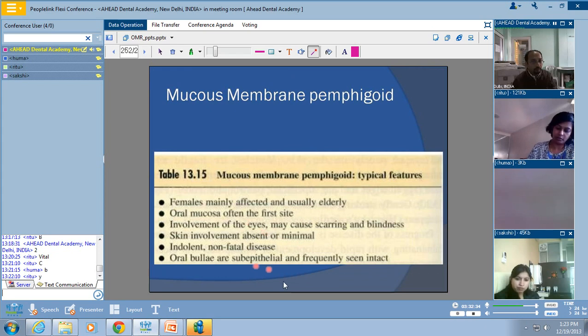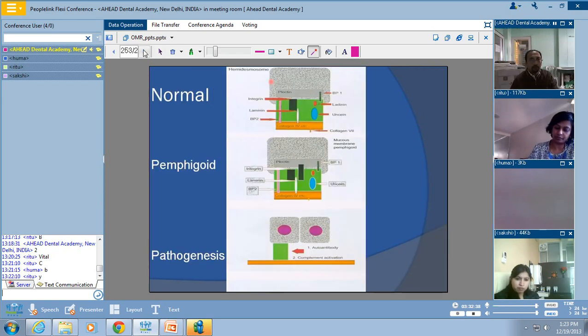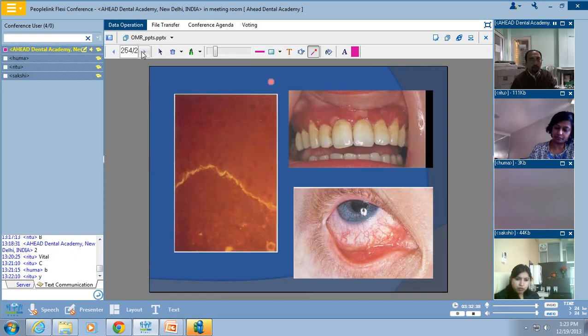you can see this immunofluorescence, a line is there, and eye involvement. Oral manifestations of pemphigus and pemphigoid are the same, but the only difference is in the histopathology or the immunofluorescence, this is how it will appear. So it is subepithelial in pemphigoid, whereas in pemphigus it is intraepithelial.